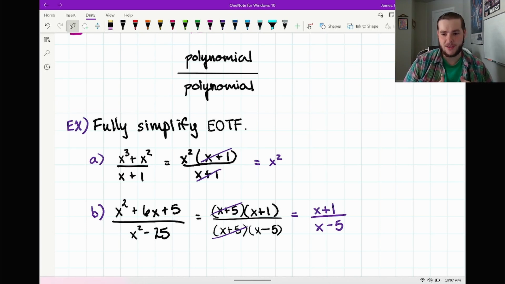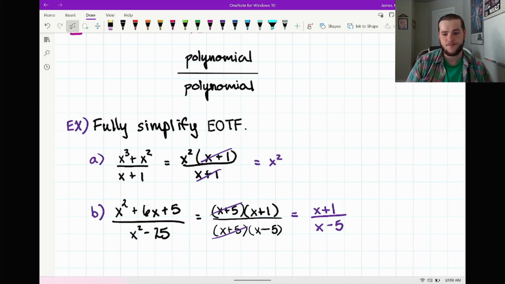In part A of this first example, I'm asking you to simplify x cubed plus x squared over x plus 1. A good strategy is to start by factoring the numerators and denominators fully before you get started, because you may be able to make your problem easier. Notice in the numerator of part A, I've got a common factor of x squared, and after I pull it out, it reveals a factor of x plus 1 that I can cancel top and bottom, leaving me with x squared only.